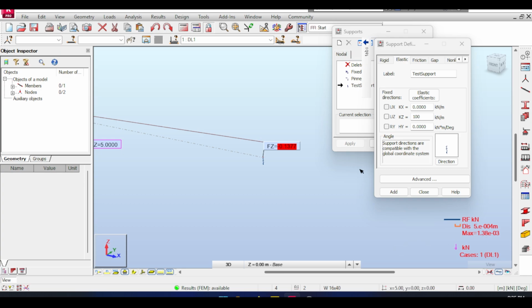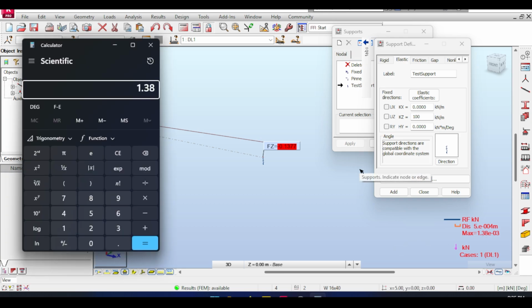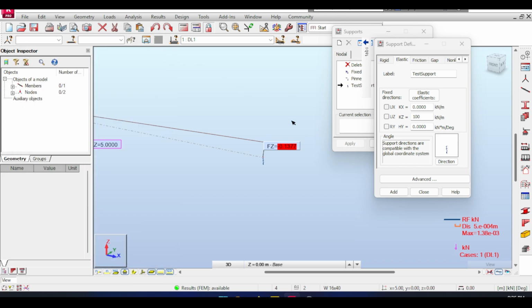And if I multiply 1.38, no, it's actually 0.00138 because of the exponent. If I multiply this by 100, I get 0.138, which is almost what you see here. So it's just that the reaction is going to be the displacement multiplied by the spring, which is easy, I guess. I usually use this if I want to model rafts.